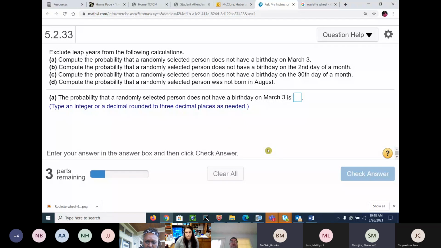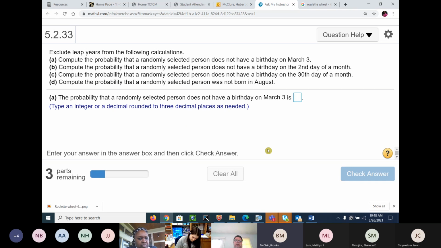Exclude leap years from the following calculations. All right. A. Somebody tell me what my denominator is going to be for all of these. What is my denominator going to be?